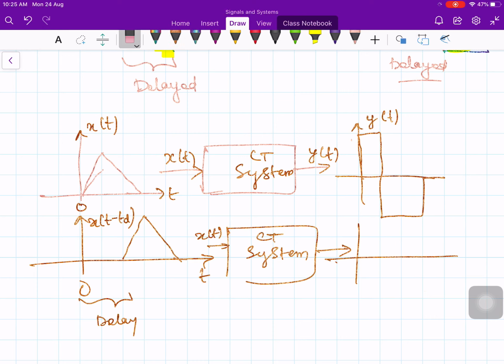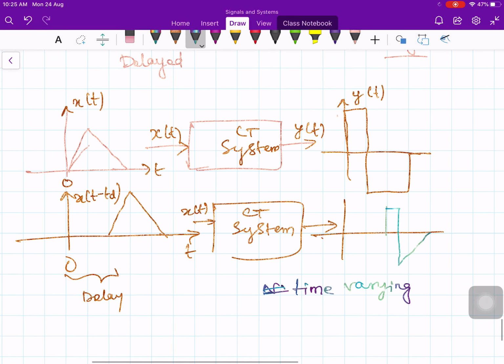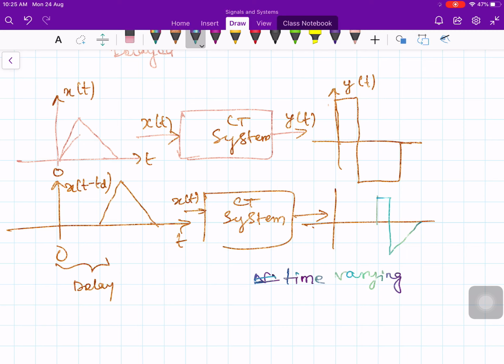Let's say this system outputs like this. So this is a time varying system. At one time it is giving one type of response, and for the same input, you are not changing the input. The input is delayed from the previous one, but the output is different because the parameter of the system is not constant with time. So at this particular time Td, the parameter of the system is something else, and based on that parameter you are getting this response. Therefore, this system is a time varying system.